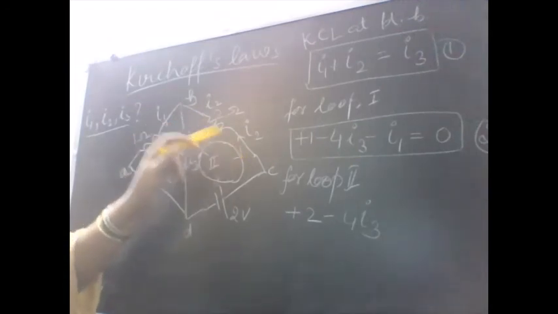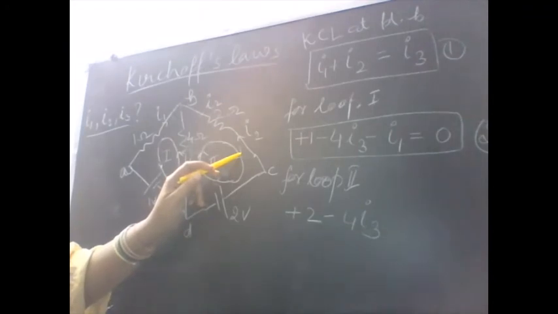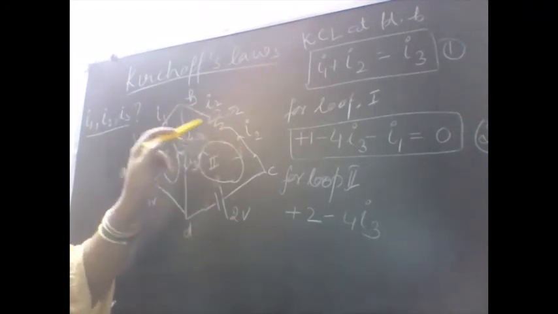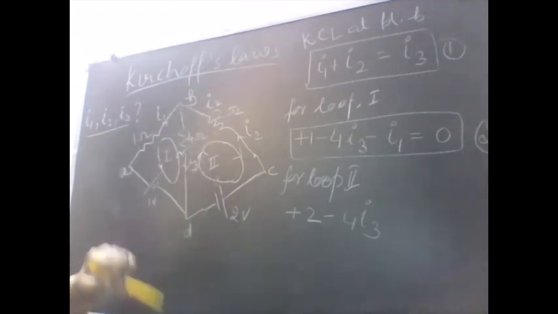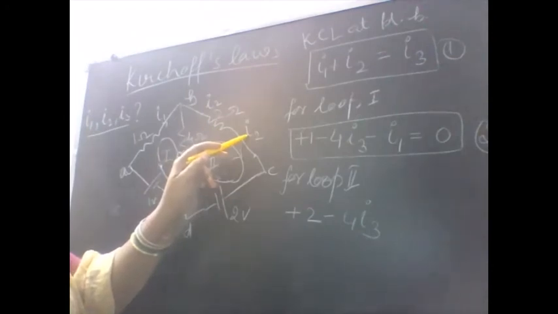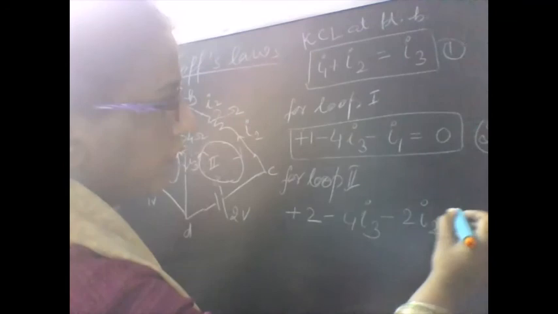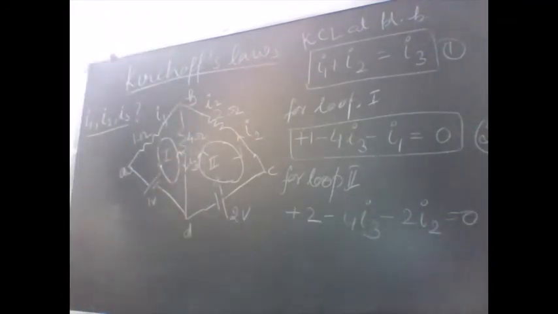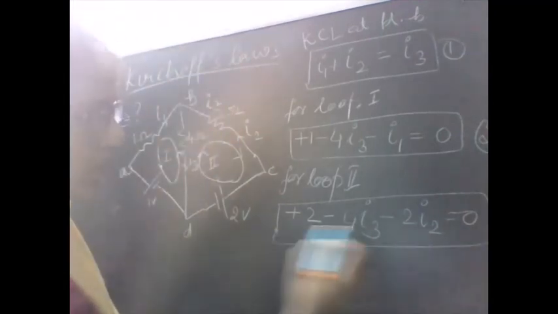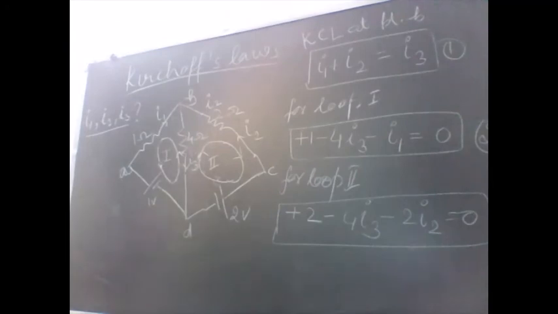Let us move ahead now. In this branch, the loop is going from B to C and the current is going in the opposite direction, so the potential difference here should also be taken as negative. So it is minus 2I2 and this should be 0. The loop is now complete. This is our equation number 3.